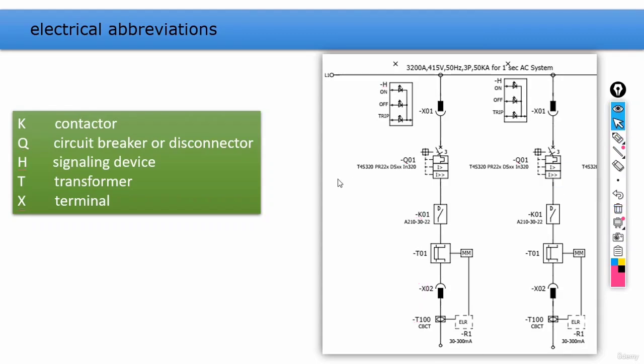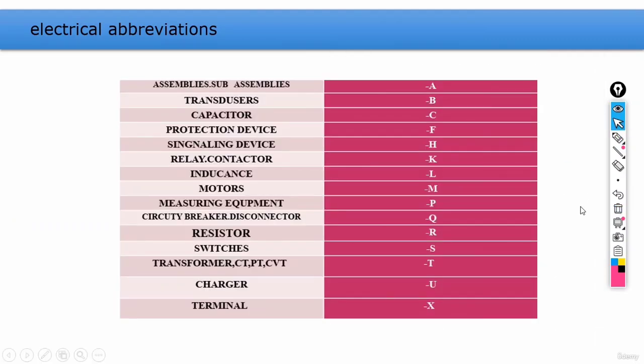Okay, let's move to the next slide. In this slide, we can see a list of some of the most important abbreviations that we usually need. For example, we have F representing protection devices such as fuses and relays. And obviously we talked about some of these abbreviations that we have in this list, such as H or K. And for motors, we use M.